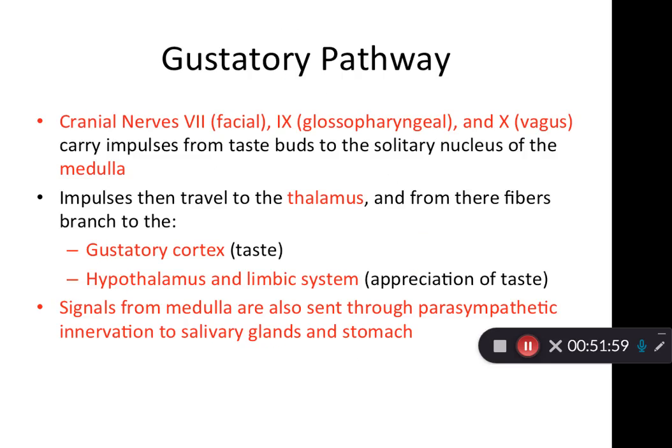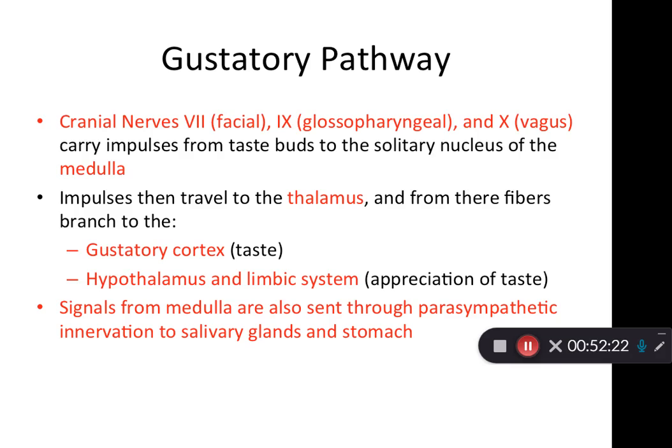So here in this slide we can see the cranial nerve 7, facial nerve, glossopharyngeal nerve, and the vagus nerve. They can innervate the taste buds from different regions of the tongue and the epiglottis for the taste sensation.